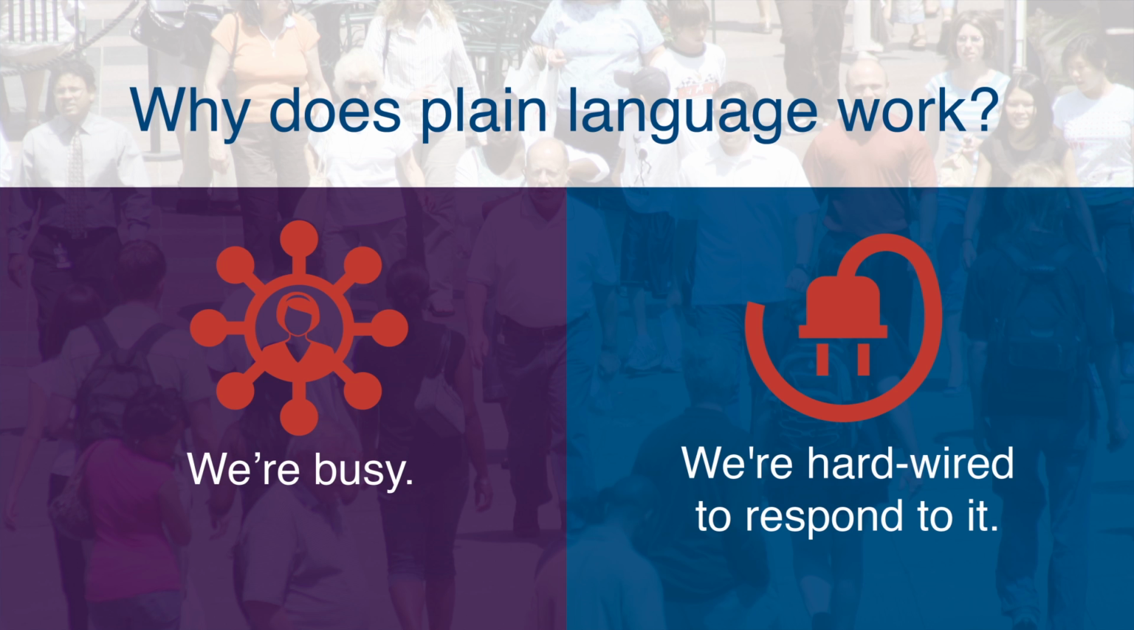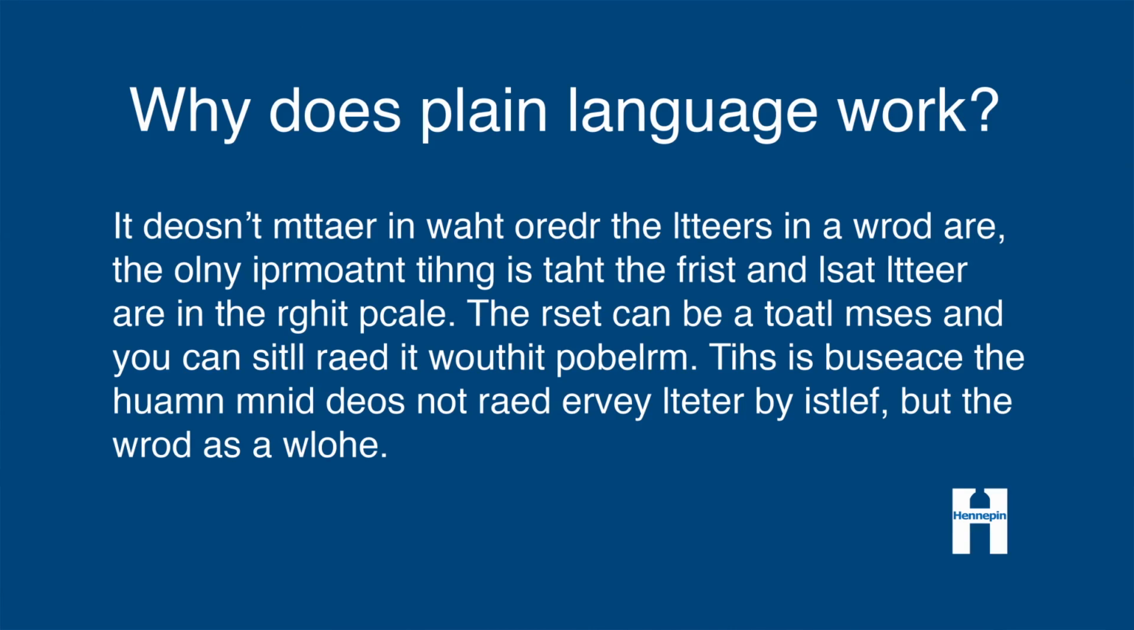The second reason plain language works is that it turns out our brains are hardwired to respond to it. We don't read letter by letter, word by word, like we think we do. We scan for information. Here's an example. If you're having trouble reading this, try going faster. The faster you go, the easier it is for your brain to find the patterns and plug in the information.